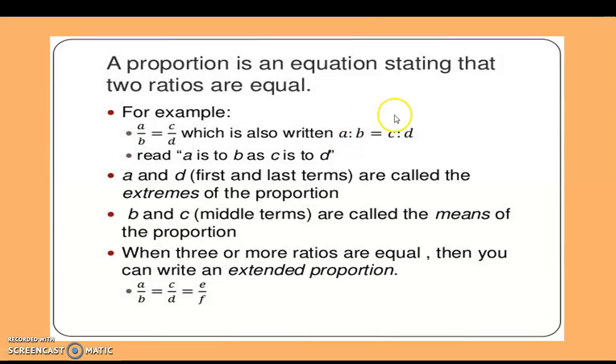The first term and the last term are called the extremes of the proportion. The middle two terms B and C are called the means of the proportion. When three or more ratios are equal, then we can write it as an extended proportion. That is, A upon B is equal to C upon D is equal to E upon F.